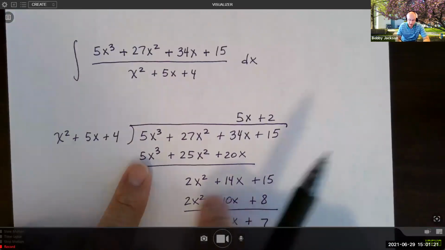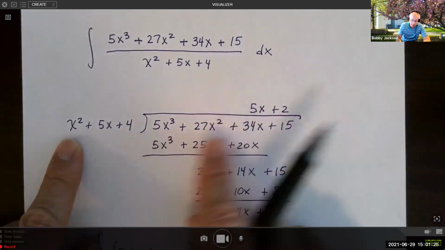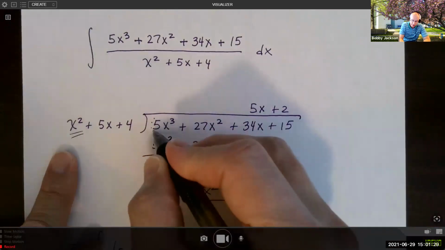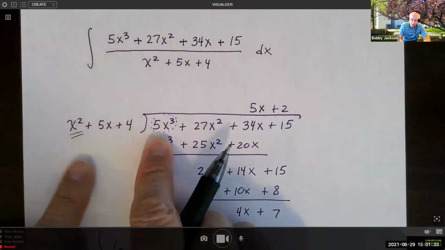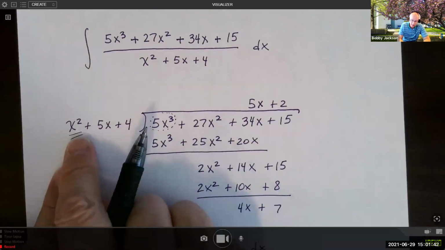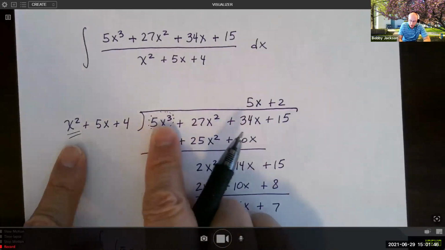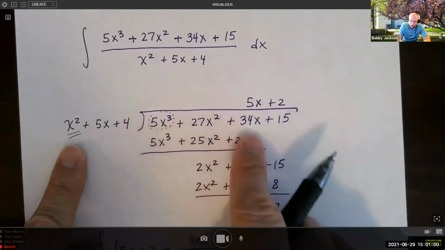And then how do we divide? We first divide 3 terms into 3 terms, and the way we do it is we look at the first term and divide that into this first term. So how many times does x squared go into 5x cubed? Answer, 5x, right? 5x times x squared is 5x cubed. And where do we put that 5x? Just like long division, we put it to the far right where we're dividing into 3 terms, so right here. And it should line up.